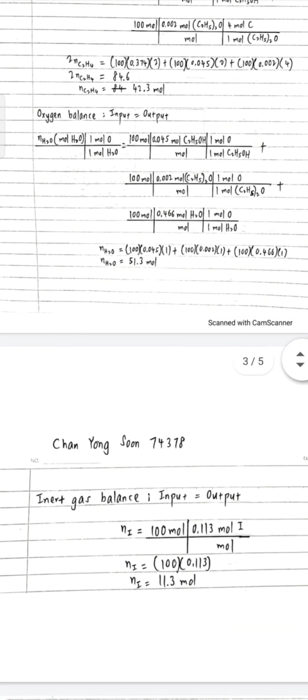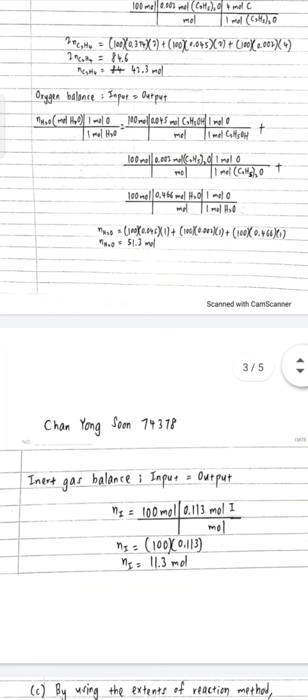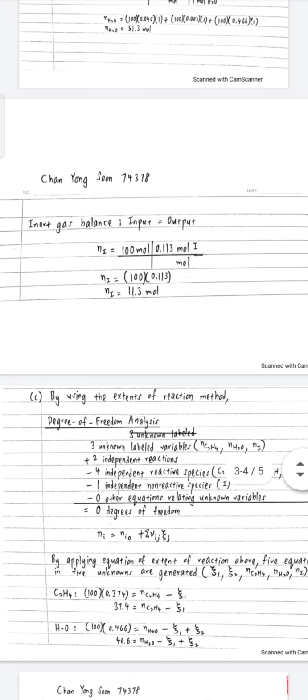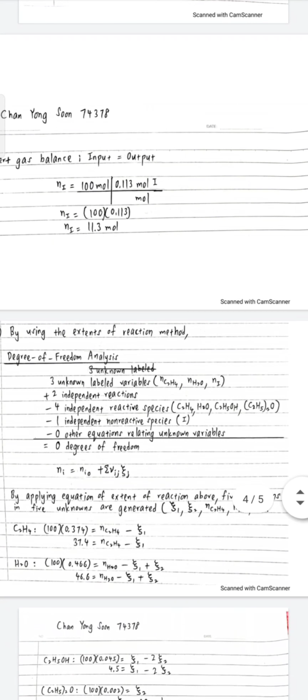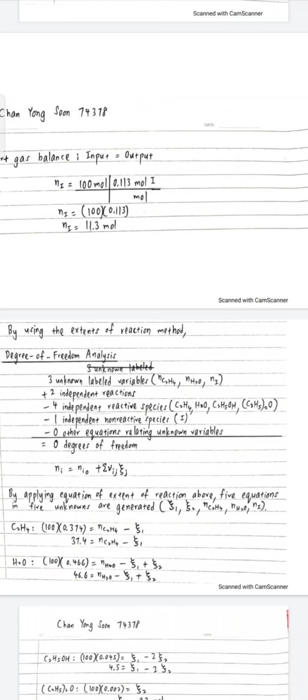Next, for the molecular balance on inert gas, it also takes the form in a way that input is equal to output. This is because inert gas does not involve in chemical reaction, so there are no consumption and generation of inert gas. Thus, the number of mole of inert gas can be found by multiplying its mole fraction by 100 mole of effluent gas, and it is 11.3 mole. Next, the other method, which is extents of reaction method, is used to solve the same problem.